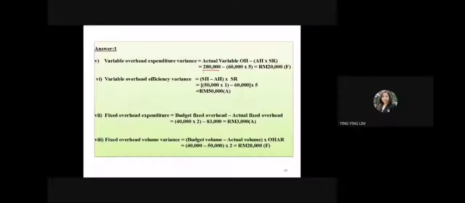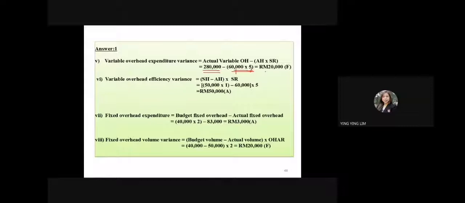Right, so here RM280K is my actual overhead incurred minus my overhead absorbed, which is OAR 5 ringgit multiplied with 60,000 labor hours. So my variance here is 20,000. So is it favorable or adverse? So you ask yourself. So there are 2 ways you can look at it. One view is from this. My actual overhead incurred is 280K, but when I budget it is 300K. So now in actual I'm spending less, definitely it's good, so it's favorable.